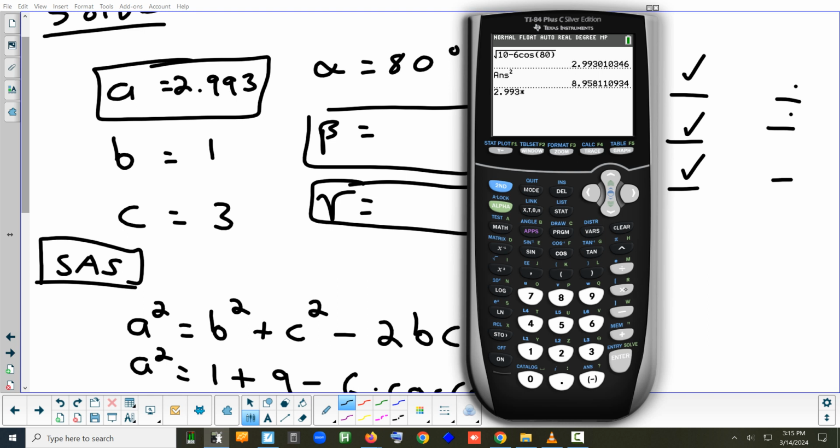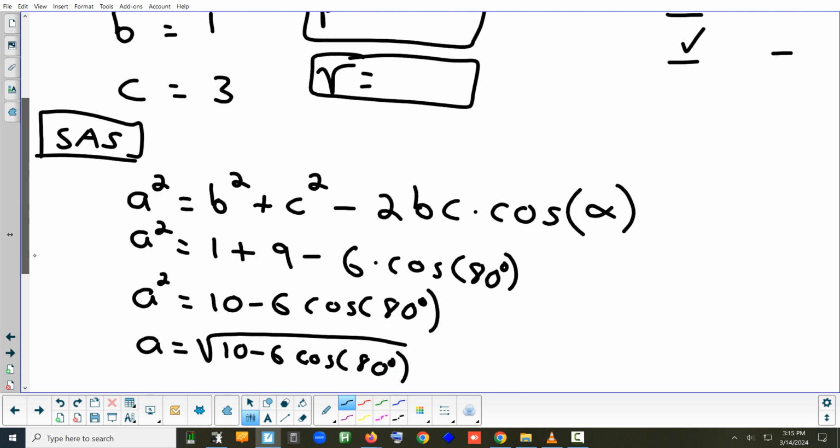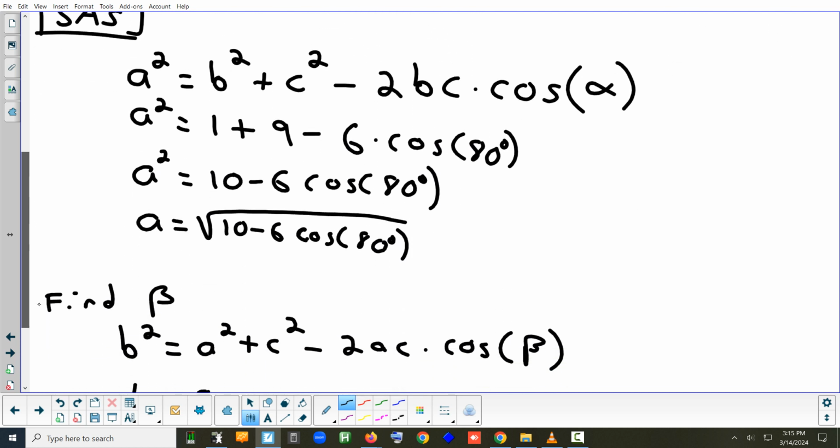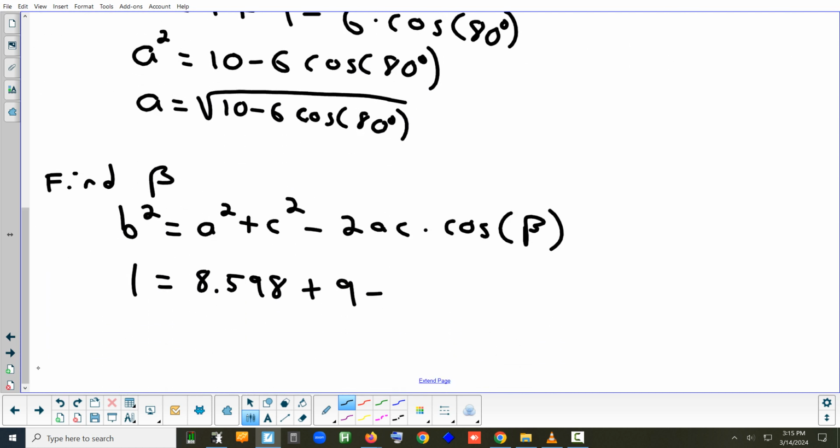2.993 times, what did we say, 6? Yeah. So we should get about 17.958. Okay, going to 3 decimal places, we should definitely be accurate to at least 1 or 2. Yeah. We should be pretty close. 17.958. And that's times the cosine of, what angle are we doing? Beta. Okay. All right, now let's solve it.